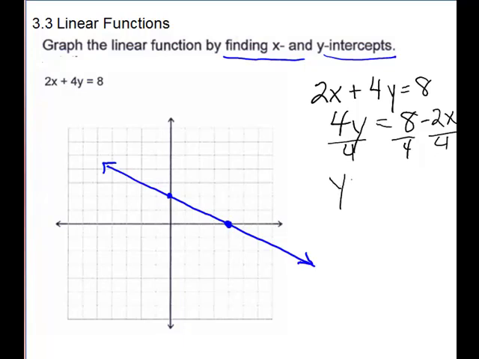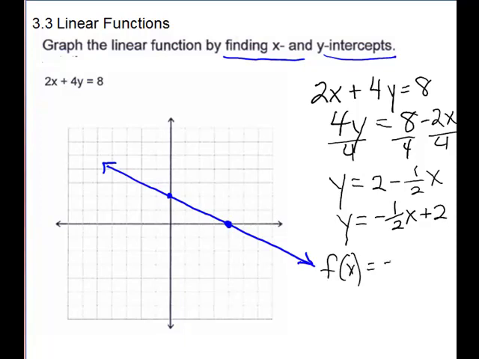So I get y equals 2 minus, you can go ahead and reduce there, it will be a half x. If you want to switch the order, you can. Negative 1/2 x plus 2. And now to put it in function notation, we just switch the y over to f of x equals negative 1/2 x plus 2.